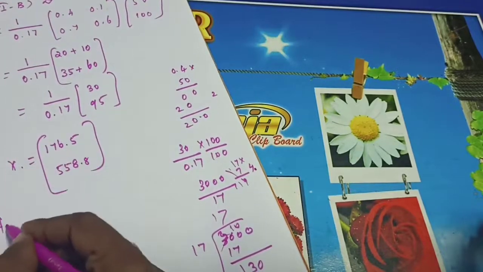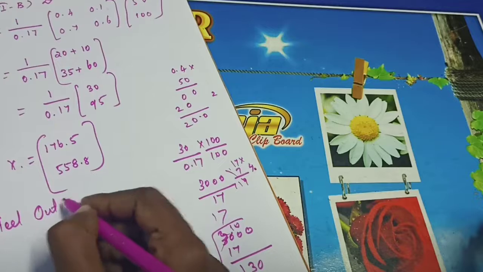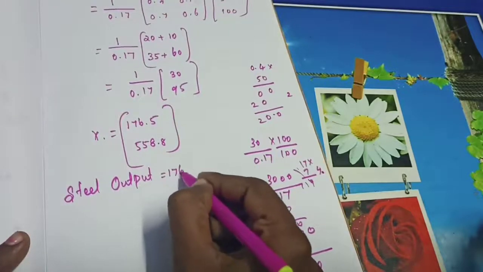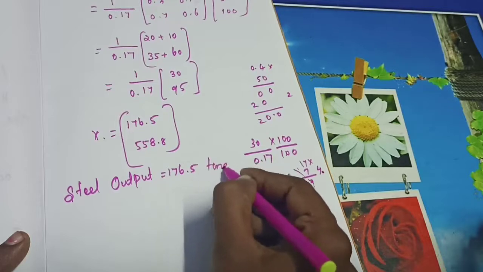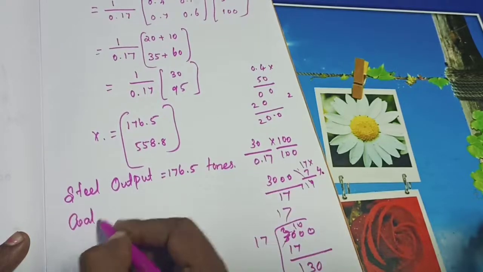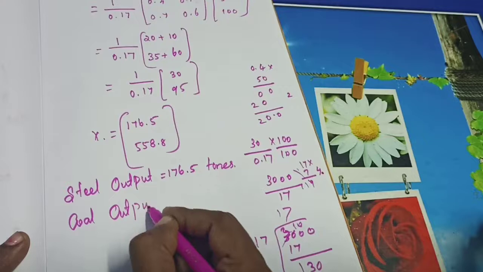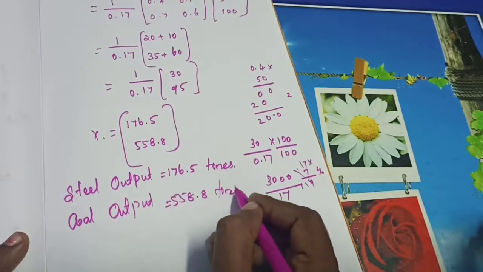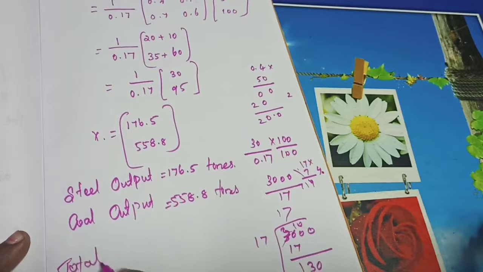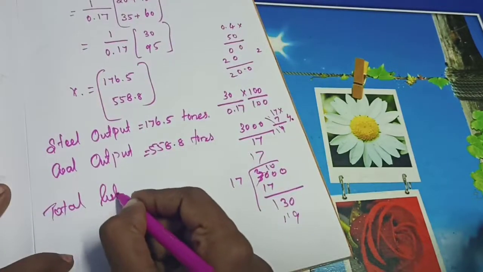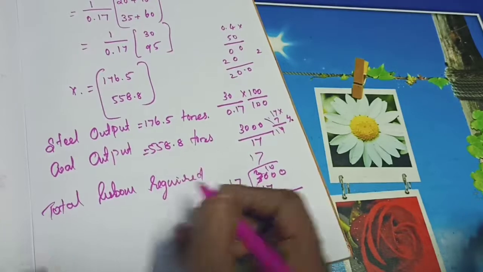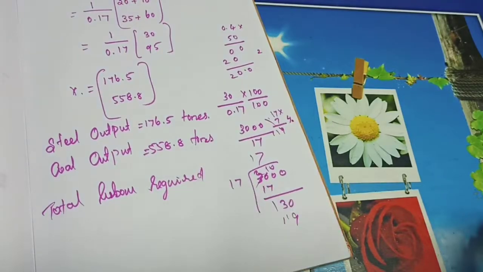Now what's the output? We are going to write the output now. Steel output how much? 176.5 tons. Then next one, coal output how much? Coal output is equal to 558.8 tons. Now one more question: total labor required, they also asked. How will we find total labor required? So here it is given.